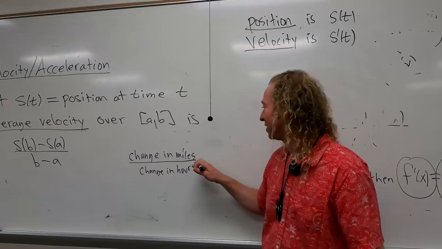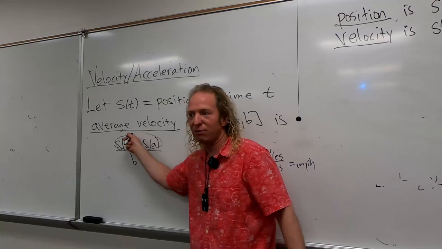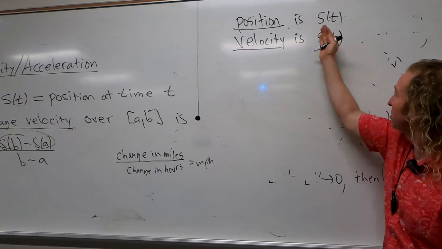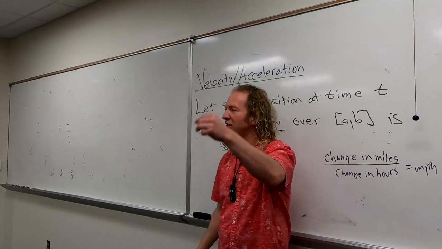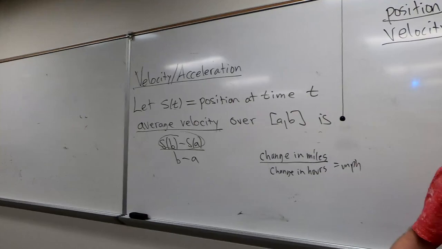Change in miles over change in hours, so that's miles per hour, right? Because this tells you the position, right? This is the change in miles and this is the time, change in hours. So velocity is the change in position over time. What if you change your velocity over time? What would that be? What's the change in velocity? Acceleration. That's how fast you're speeding up or slowing down, right?